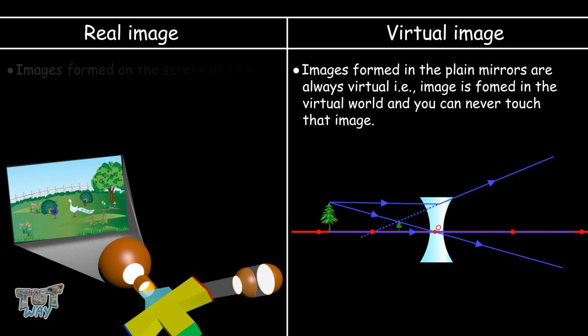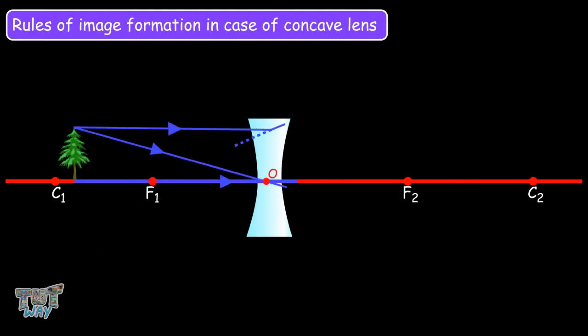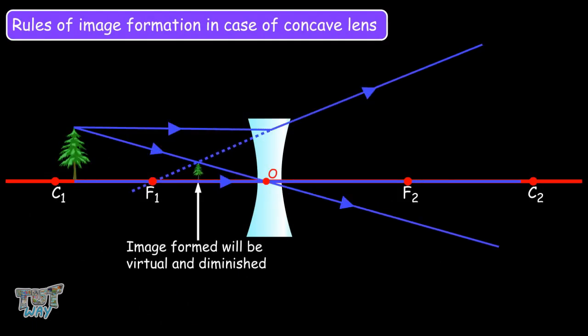Whereas, the images formed on the screen of a cinema hall using the projector are real images. So now, we have learned what real images and virtual images are. We also know that in the case of a concave lens, images formed will always be virtual and diminished. Now, let's learn about image formation in the case of a concave lens.